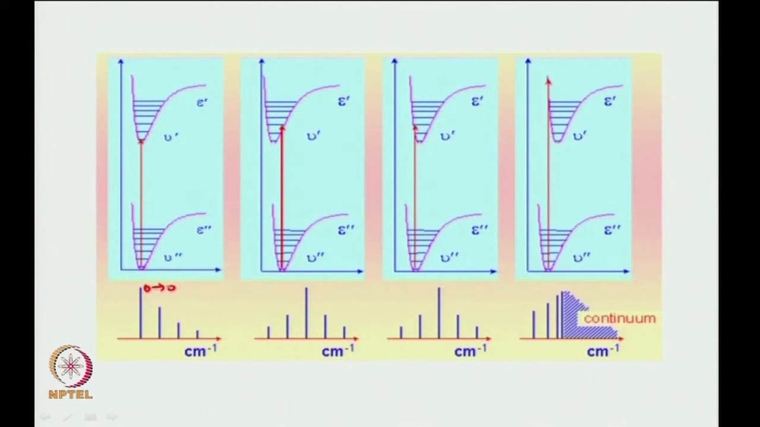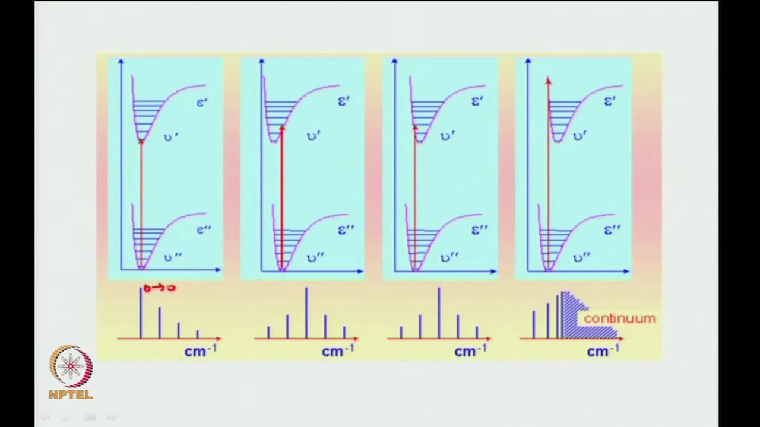Now, see what happened is I have changed the scale. Initially the scale was lambda, now the scale is what? Centimeter inverse. So, because it is proportional to energy, the 0 to 0 one is the one which should be having the least energy, that means the least centimeter inverse. Okay. Because delta E is equal to what? hc nu bar, right, and delta E is proportional to your nu bar.